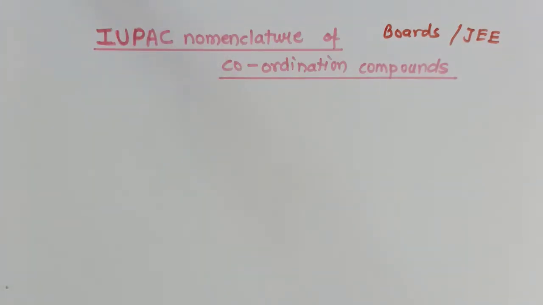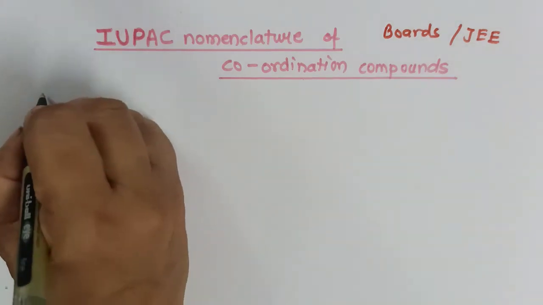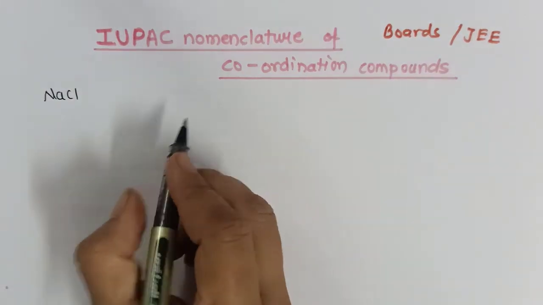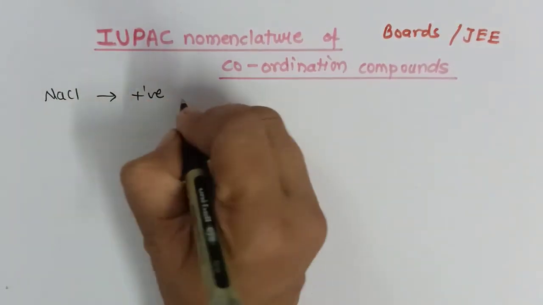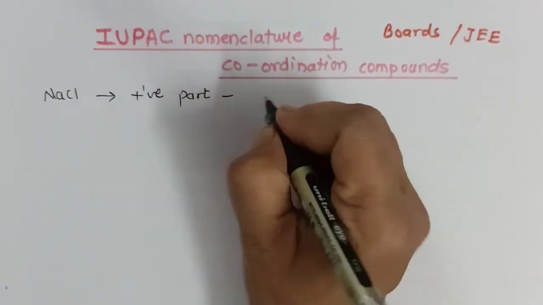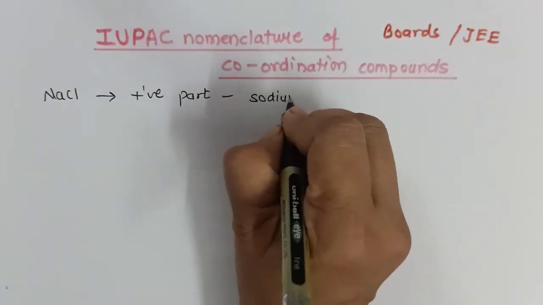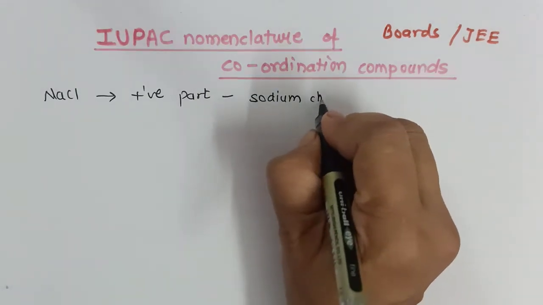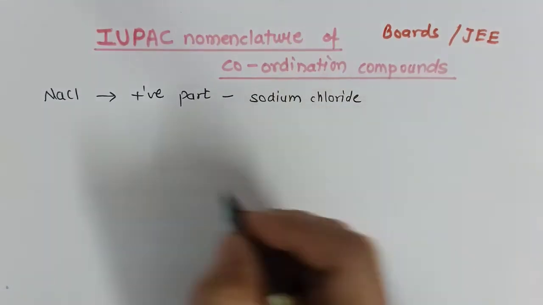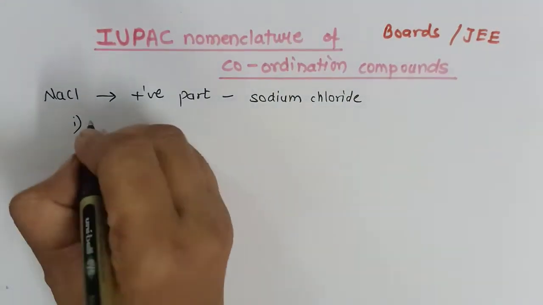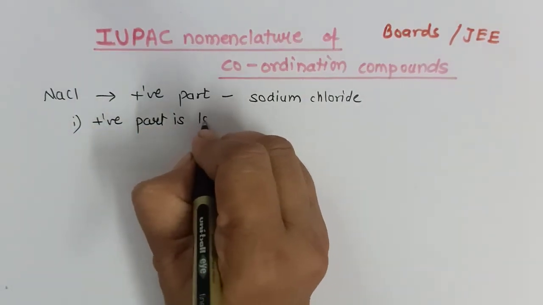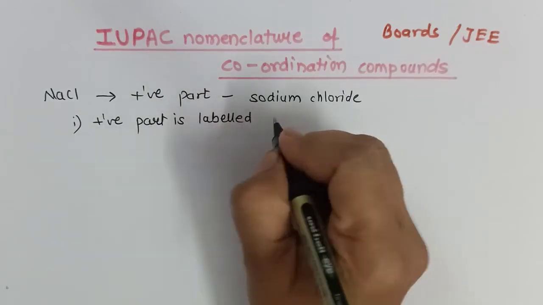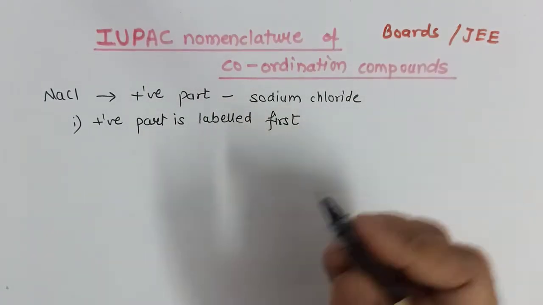So let us begin. Now whenever we are naming common salts, for example NaCl, what we are doing first, we are always naming the positive part first. So the positive part is labeled first and therefore we write sodium first followed by chloride. So what's the first rule that we have to remember? Always the positive part is labeled first, whether it is a counter ion or whether it is a complex one.